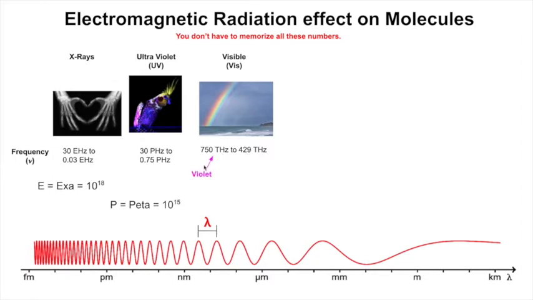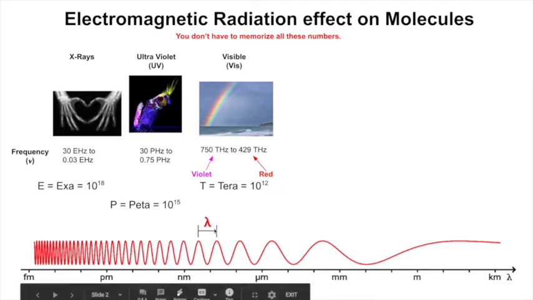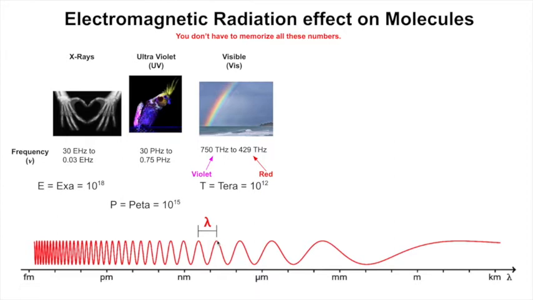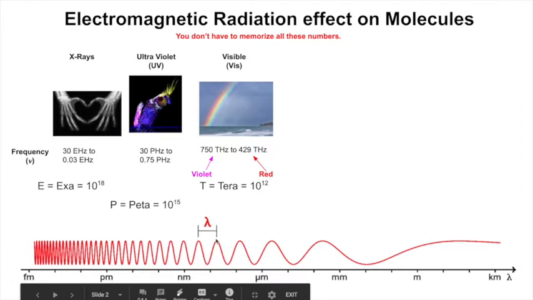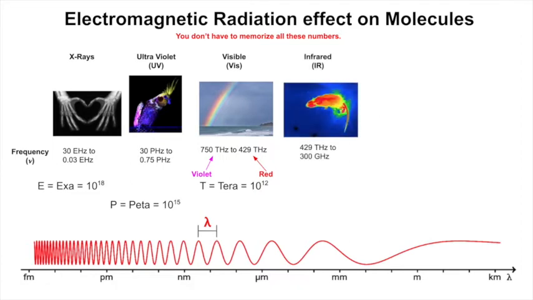That's what we see in the violets, the 750 terahertz, and the 429 is the red. And a terahertz is 10 to the 12. So if a photon of violet was flying past you and you could count the peaks passing you, you'd count 750 times 10 to the 12 of them per second. Infrared light comes in at a frequency of about 429 terahertz, so 10 to the 12 hertz, to 300 gigahertz, and a gigahertz is 10 to the 9, a billion, like you might have a gigabyte of storage on your computer.